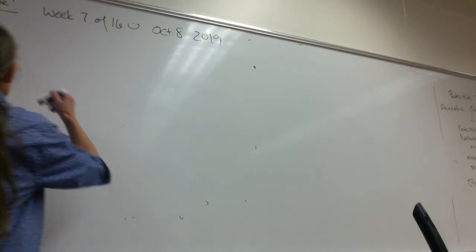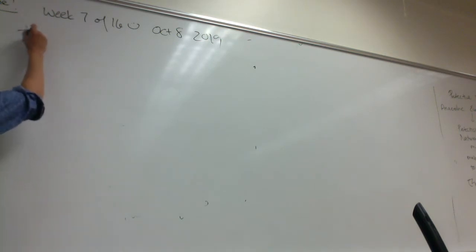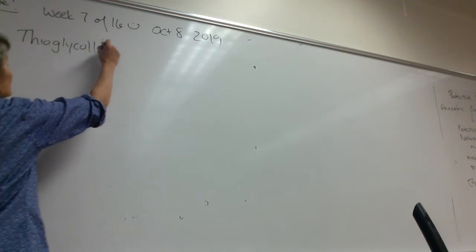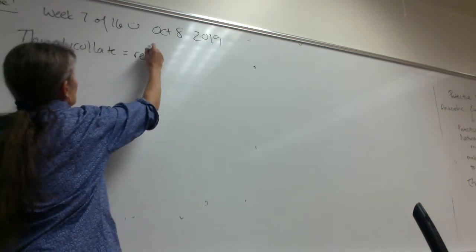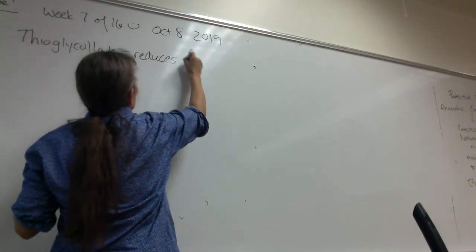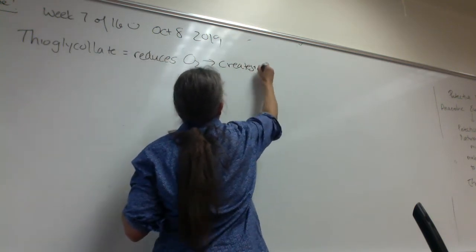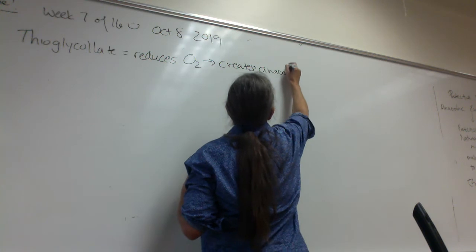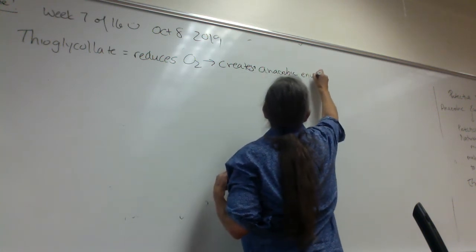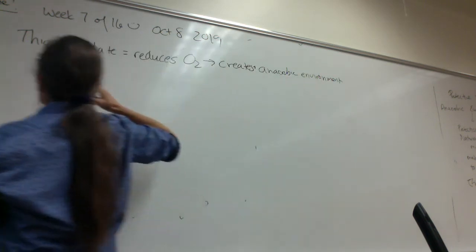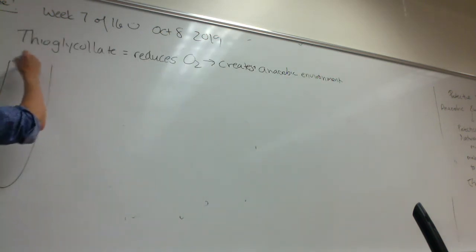So folks, and again, we're going to do this in lab. We're going to use this media called thioglycolate. And what it does, it reduces molecular oxygen and it creates an anaerobic environment. So with our tubes of thioglycolate medium, we'll have this lovely oxygen gradient. So this will be our tube, right? This will be our thioglycolate.